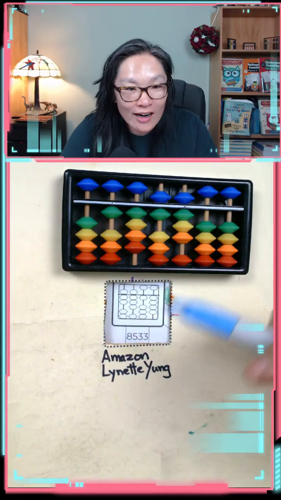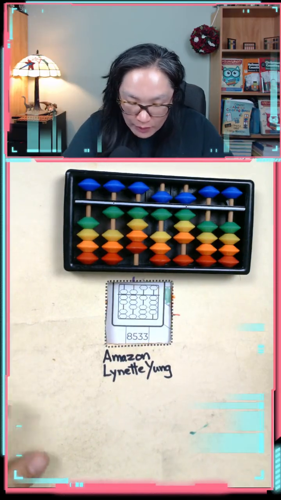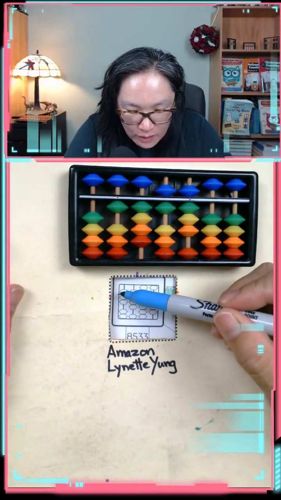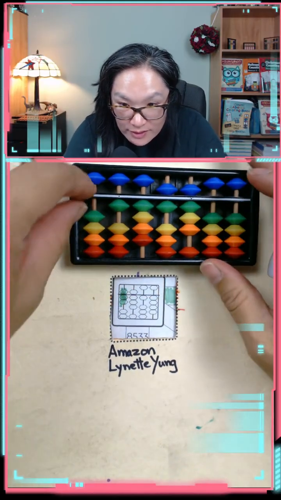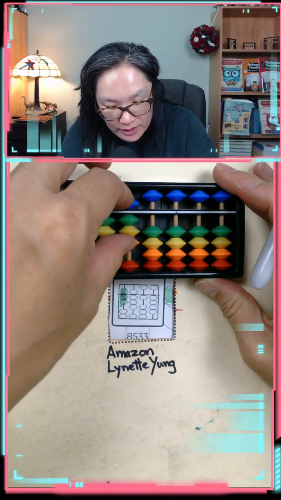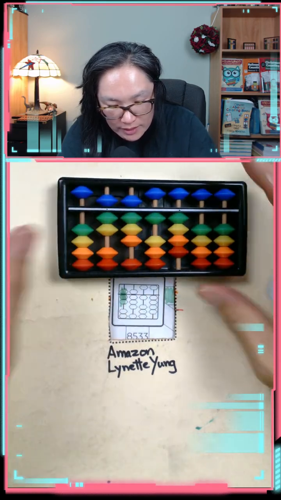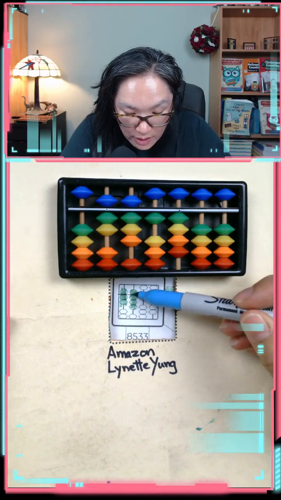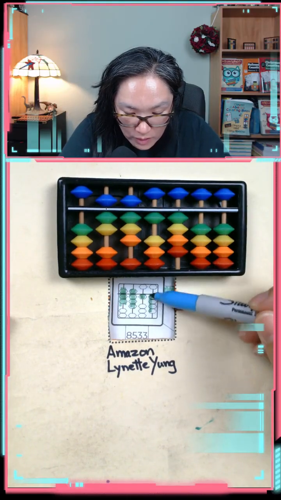All right. So we have our number. Okay, we have two more and then we're done. Whew. Okay. So we have our thousands, our hundreds, our tens, and our ones.